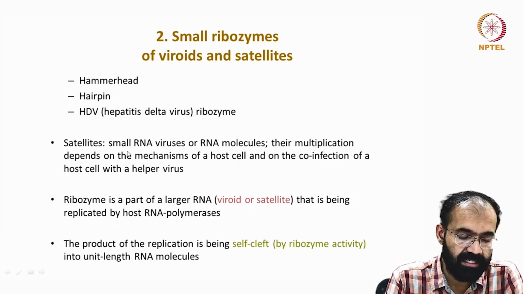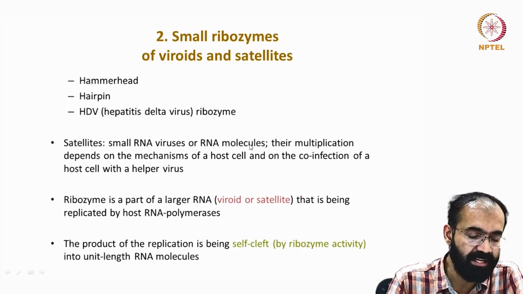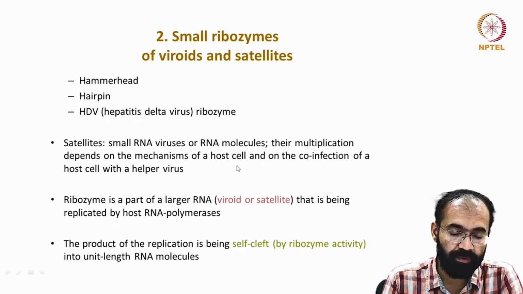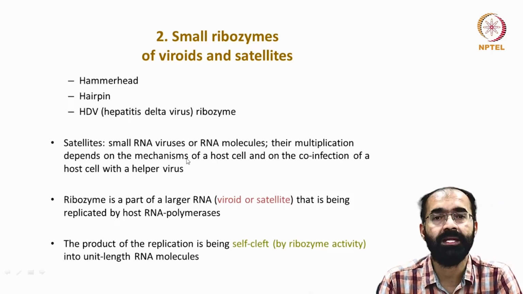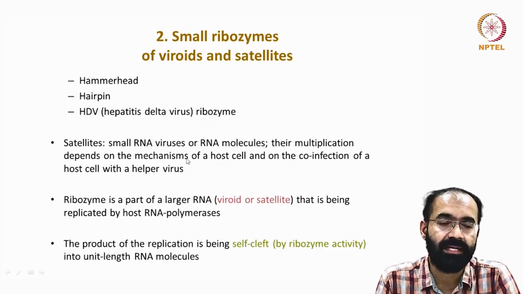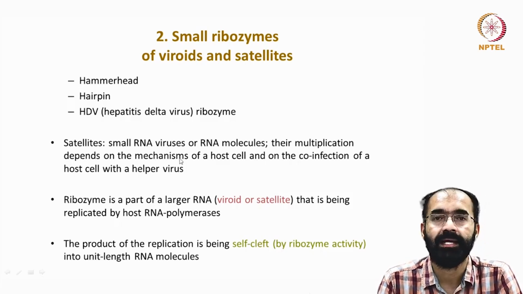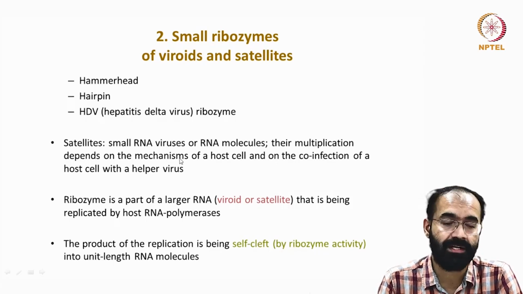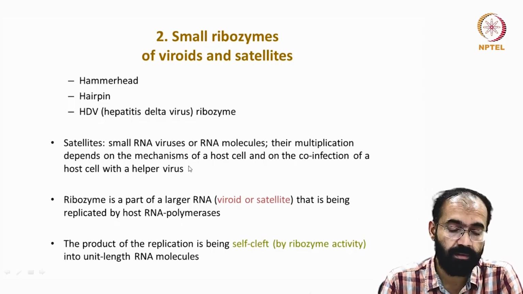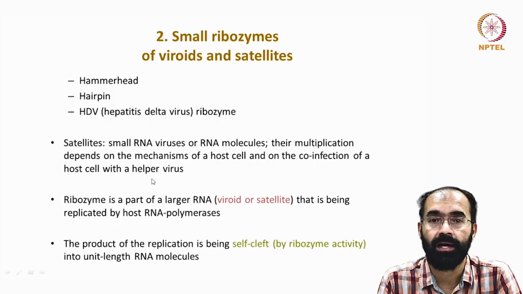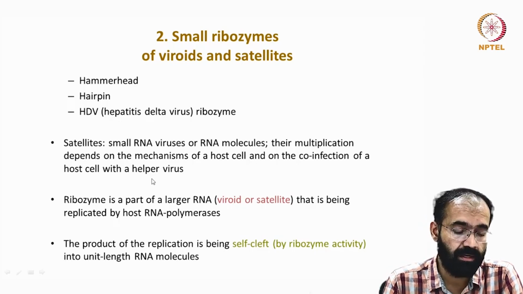What are satellites? Satellites are small RNA viruses or RNA molecules, and their multiplication depends on the mechanism of a host cell and on the co-infection of the host cell with a helper virus. Normally, satellites are harmless sequences. They do not do anything much, but they wait for another infection to occur. Then it becomes a dangerous situation. It can enhance its effective way of attacking a host. We will see the example of how hepatitis delta virus and hepatitis B virus, HDV and HBV, interact.